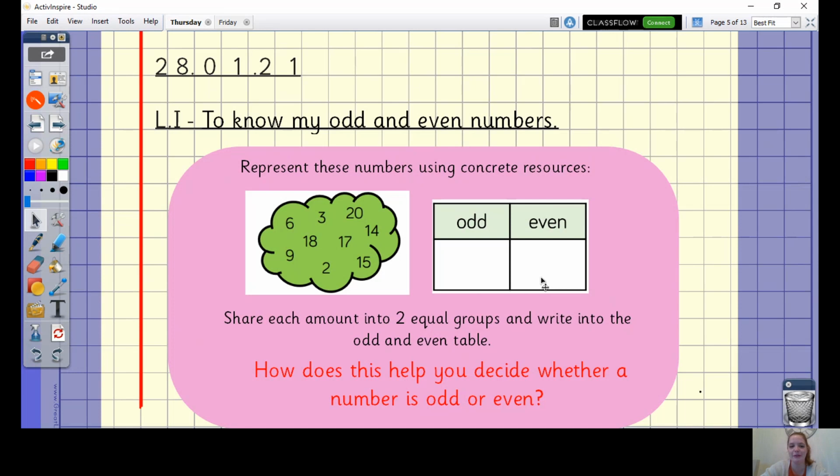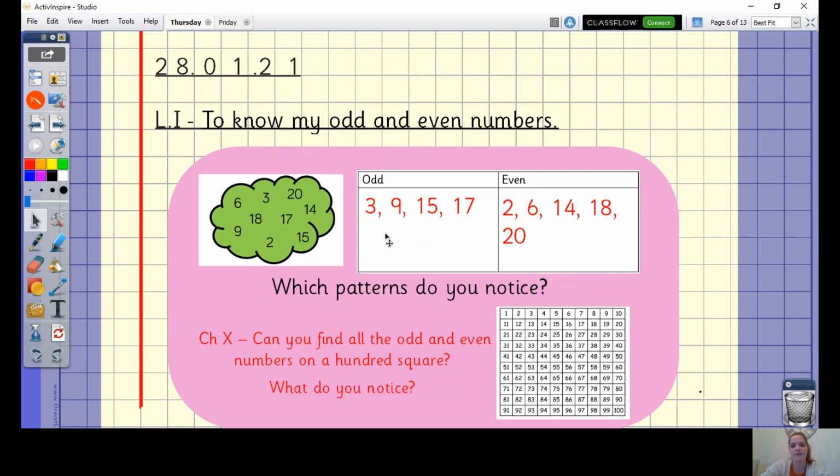Okay, hopefully you've had some time now to look through each of those numbers and to decide whether they are odd or whether they are even. Okay, so hopefully you've got the same as I have. So I've got in the odd column 3, 9, 15 and 17. And then in the even column, I've got 2, 6, 14, 18 and 20. Now I wonder if you can spot any patterns there. Do you notice any patterns?